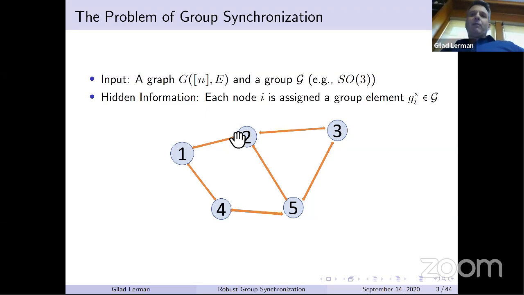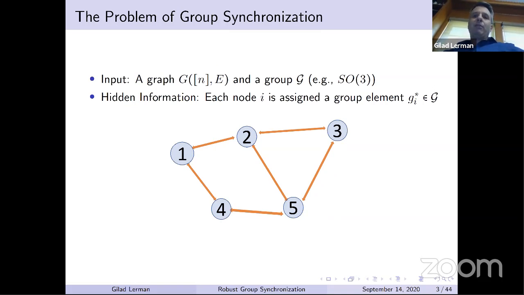So let's start with description of the problem. It has two main ingredients. One of them is a graph, and I have a cartoon of a graph here. And the other one is a group. Let's think for simplicity on the group SO3, the rotation group. Now, the desired output of the problem is to find a group element for each given node of the graph, which we don't know. What we know is relative information between group elements.